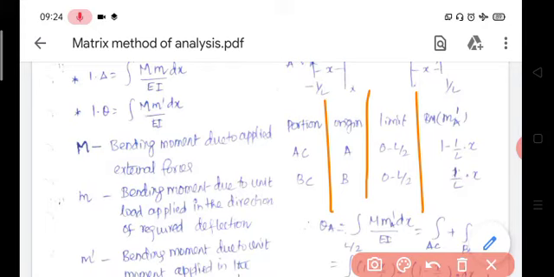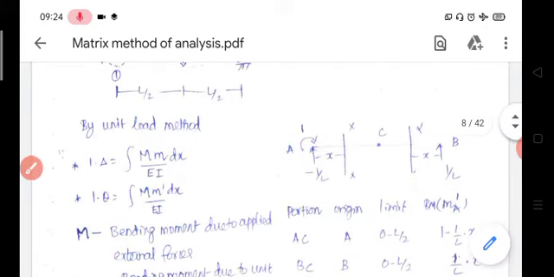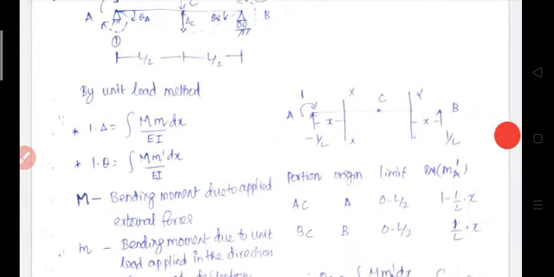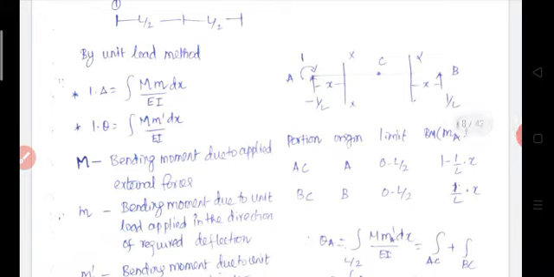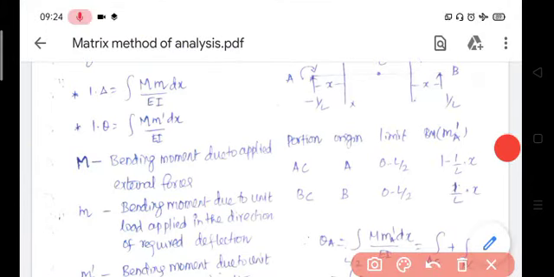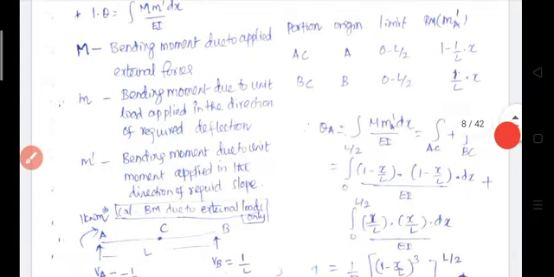First consider the AC portion. Let us consider section XX, which is x distance from support A. The origin of that AC portion is A, then the limit is 0 to L by 2, then the bending moment is 1 minus x by L. Then consider the BC portion: origin is B, then the limit is 0 to L by 2, bending moment is 1 by L into x. Then theta A is equal to integration, by the unit load method.